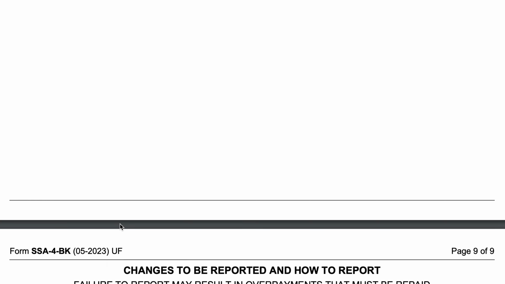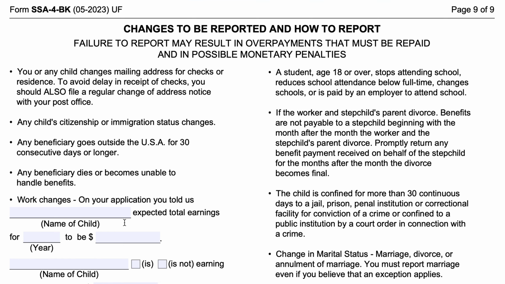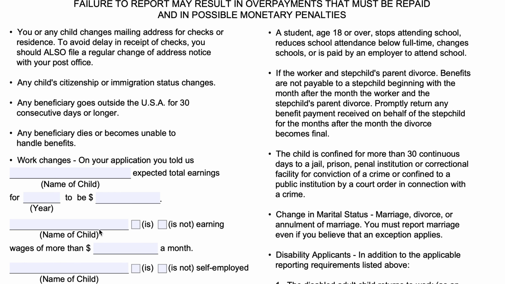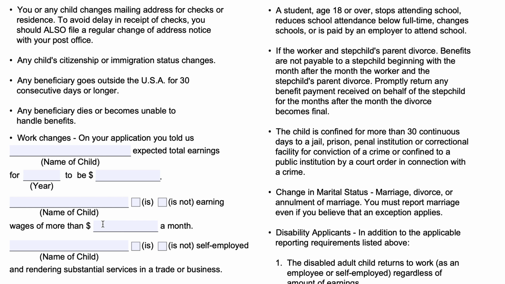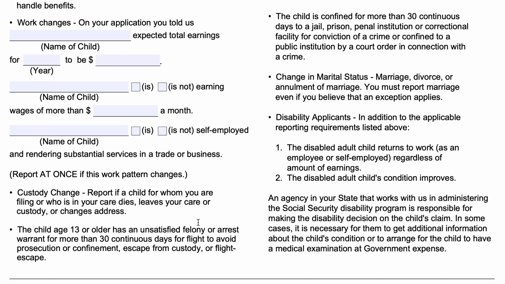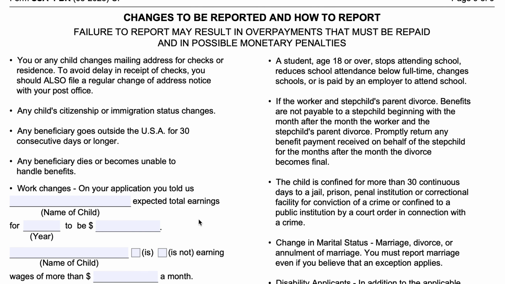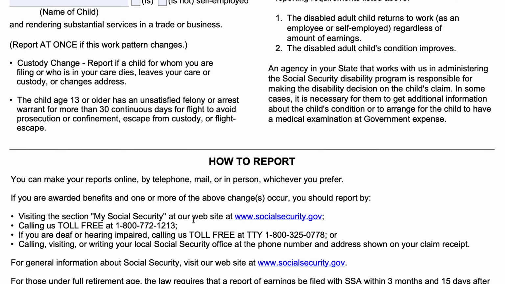right? And then on the back are changes that you need to report and how you may report them under certain circumstances. So, if you move, if your child's citizenship or immigration status changes, if anyone goes outside the United States for over a month, if anyone dies, if your work changes. There's a list of required changes in status that you would need to report to the Social Security Administration just to keep them up to speed.